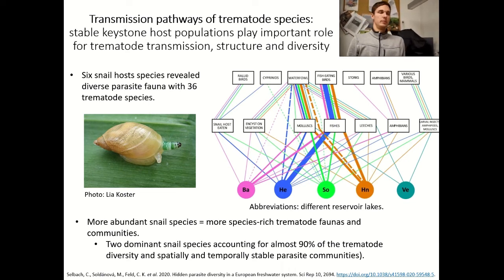And what was interesting is that the two most abundant snail species hosted almost 90% of the trematode diversity, and also had spatially and temporally stable parasite communities. That's why stable host populations, which are abundant and stable in space and time, are important for parasite movements and diversity. I think it's comparable with the more known concept that bigger habitats support higher biodiversity and abundances within species.